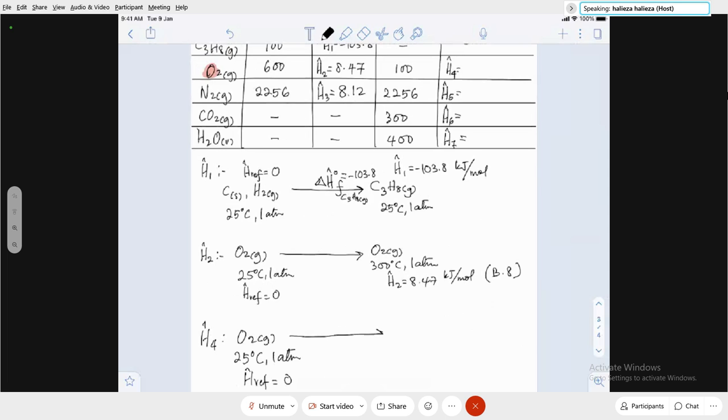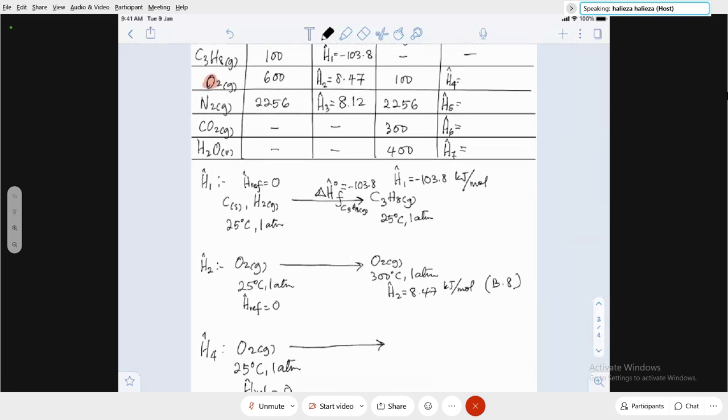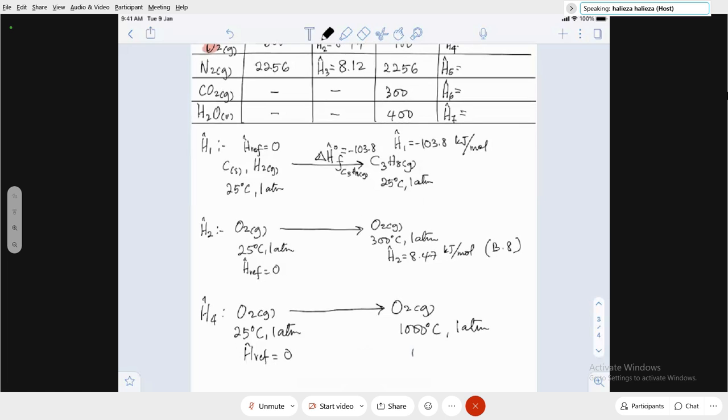Are you going to form, or are you going to heat up oxygen, guys? Heat up. Okay, good. Because oxygen already exists in that form, in the elemental state, it is the same as in the process. So you don't have to form it. So you're going to have oxygen gas at 1000 degrees C, the temperature of the outlet, at 1 atm. So you can get that value, your enthalpy H4, from appendix B8.